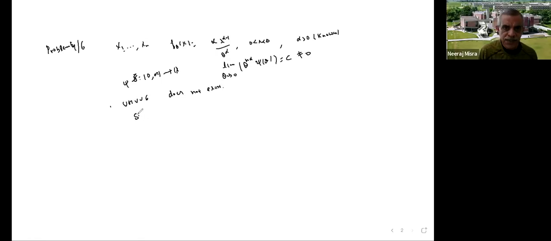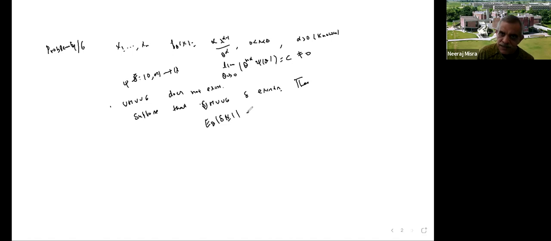First, I suppose the UMVUE exists. Then I'll show that I get a contradiction. So suppose that a UMVUE exists. The first condition is that it should be unbiased, so the expected value of delta X is psi theta.